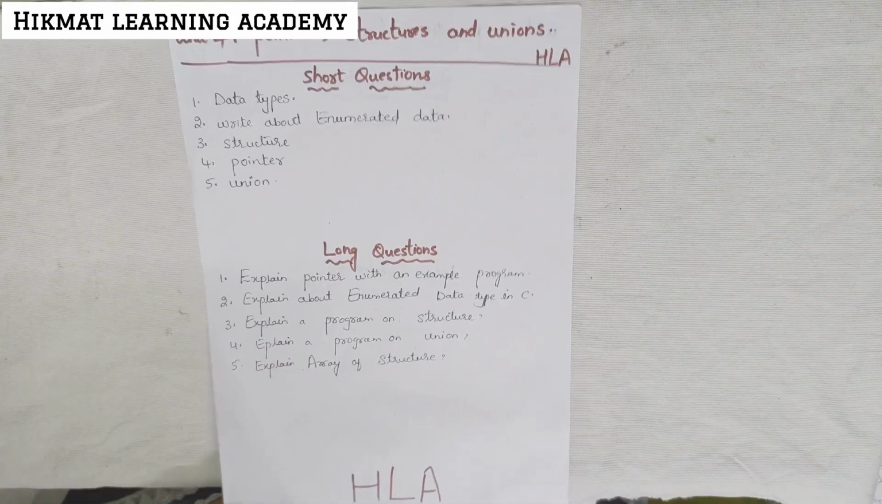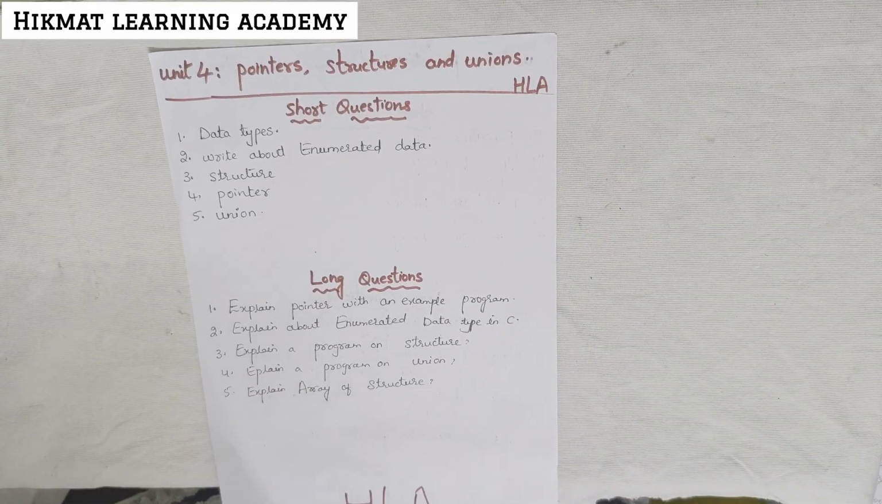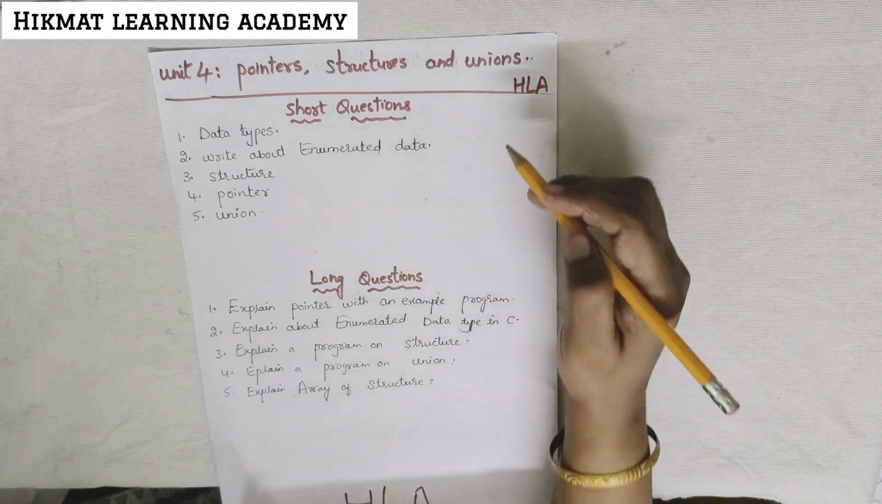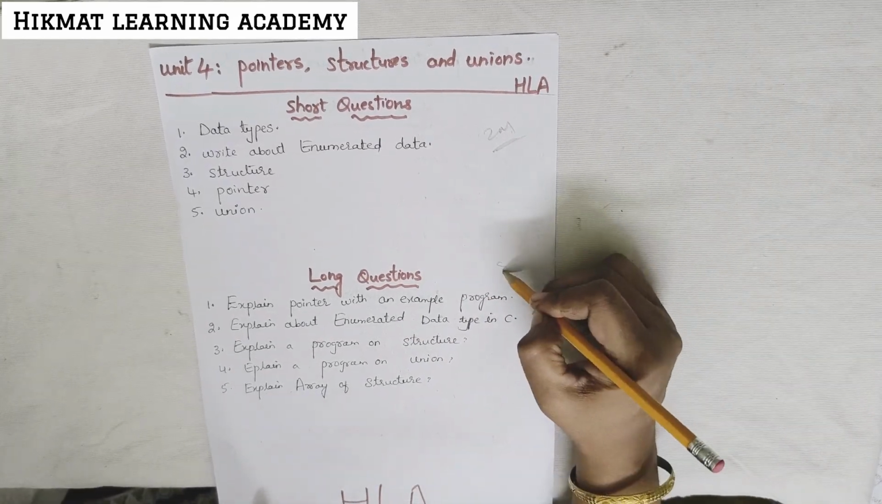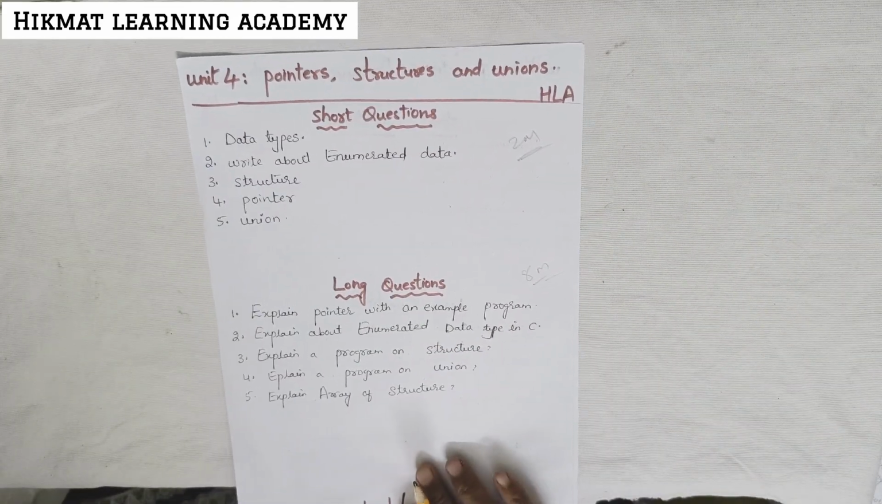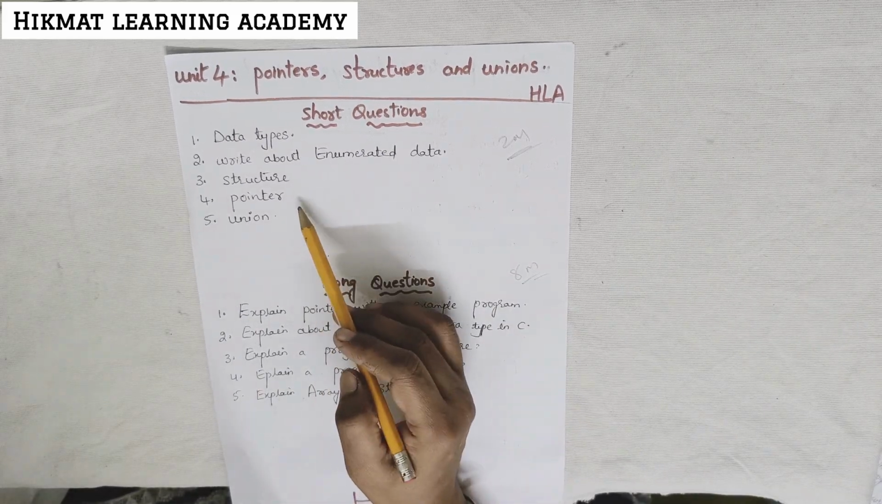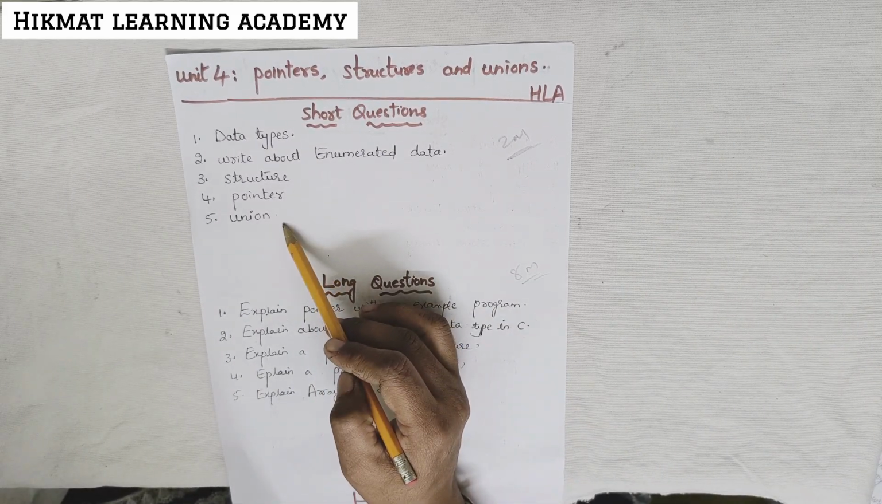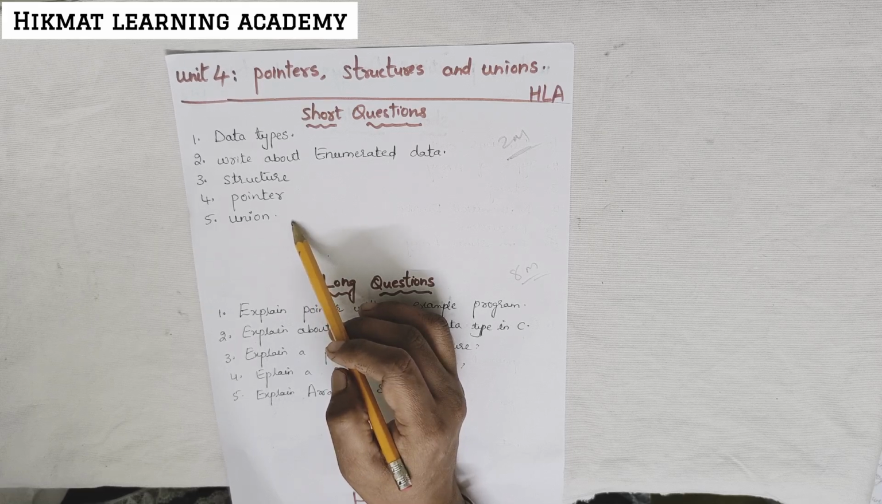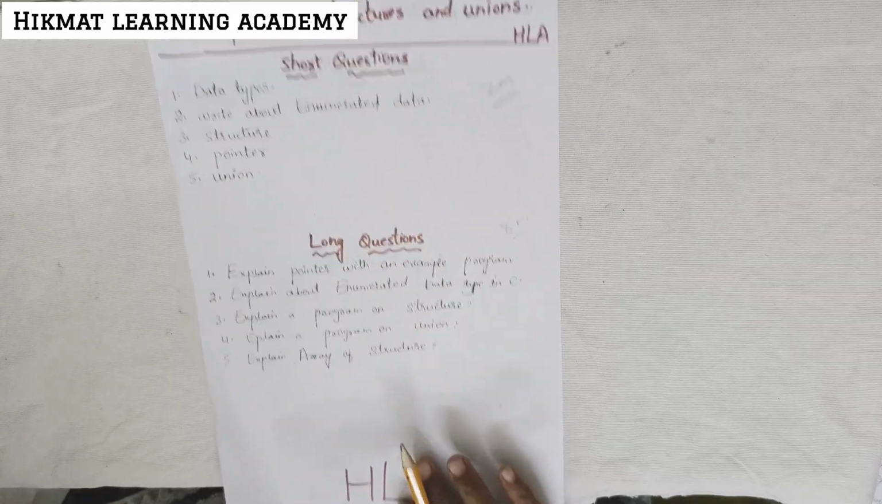Now next move to unit 4. You have pointer, structure and union. This is the topic of unit 4. Short question consists of 2 marks and long question 8 marks. So data types, write about enumerated data, structure, pointer, union. These are the 5 short questions I have given for you for unit 4.